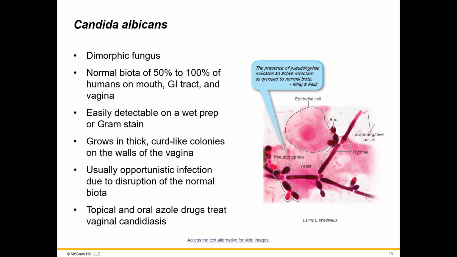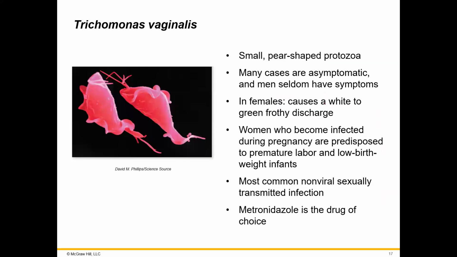It's a normal part of the biota. 50% to 100% of humans will have it in their mouth, GI tract, and/or the vagina, so it's pretty normal to have. This will have thick curd-like colonies on the walls of the vagina, which creates a sort of cottage cheese-like discharge. It's usually an opportunistic infection, and we will treat it with azole drugs.